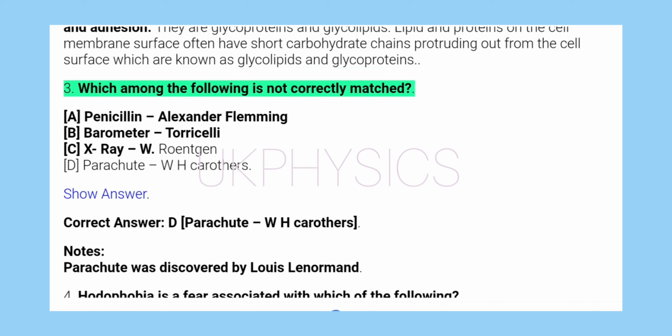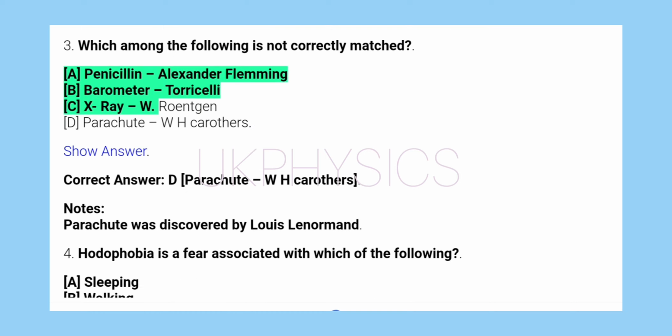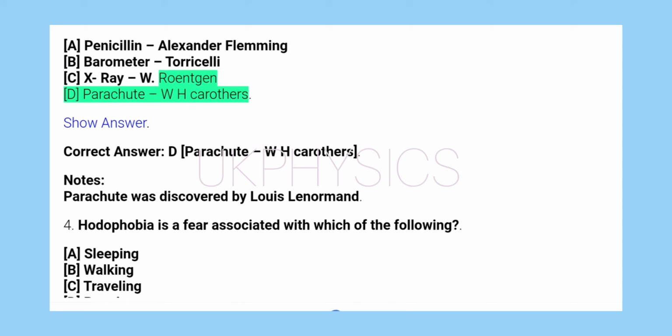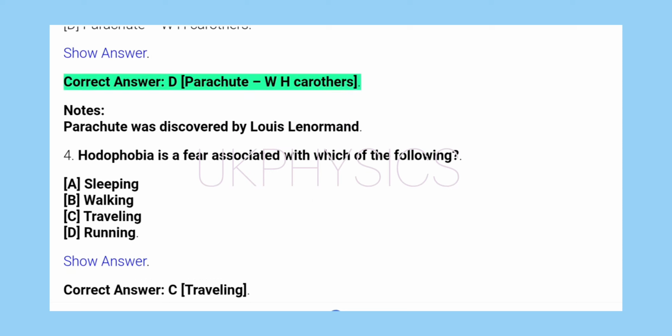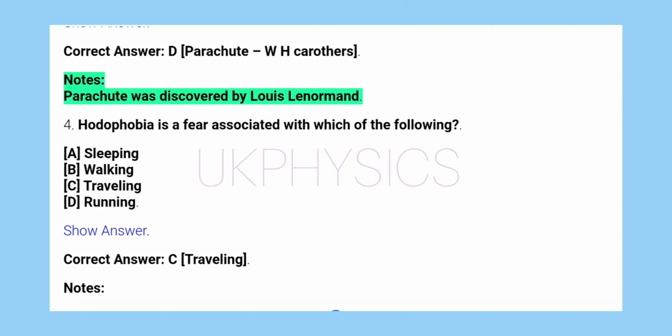3. Which among the following is not correctly matched? A. Penicillin, Alexander Fleming, B. Barometer, Torricelli, C. X-ray, W. Röntgen, D. Parachute, W. H. Carruthers. Show answer. Correct answer, D. Parachute, W. H. Carruthers. Notes: parachute was discovered by Louis Lenormand.